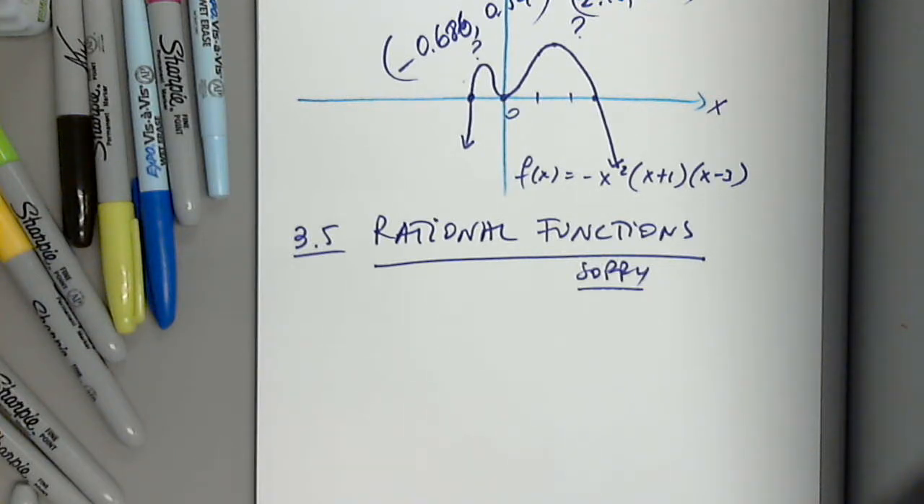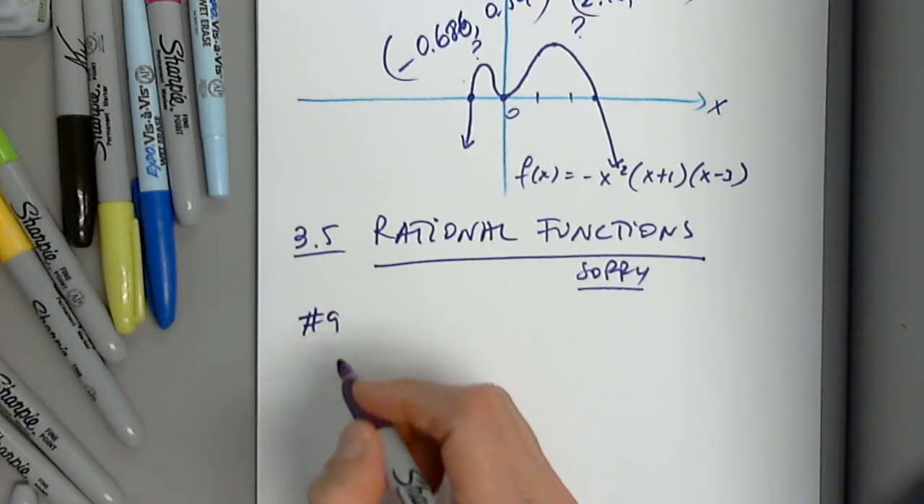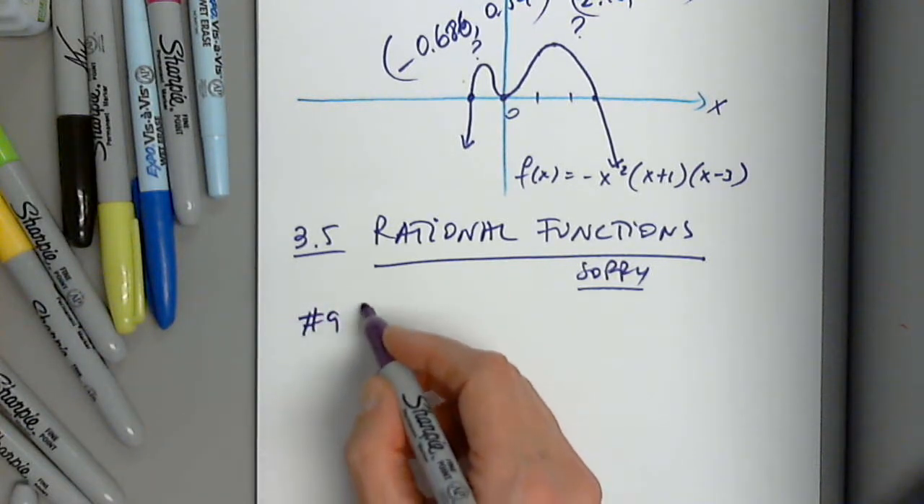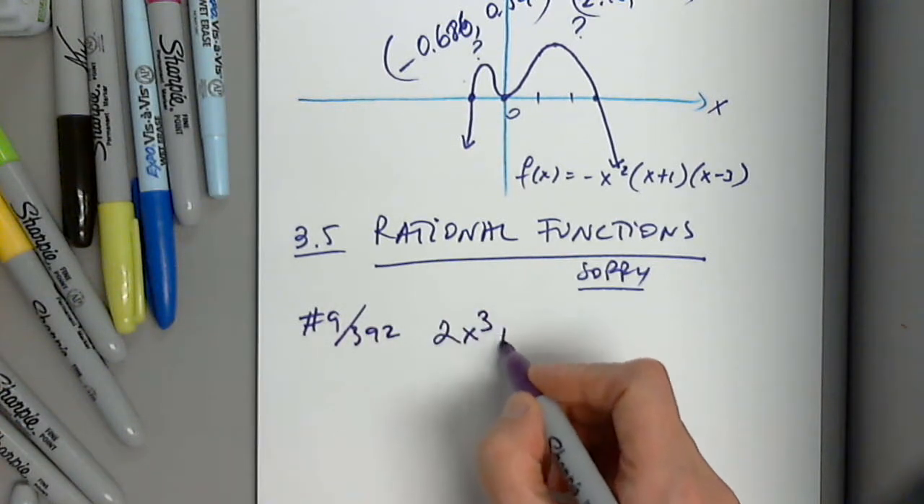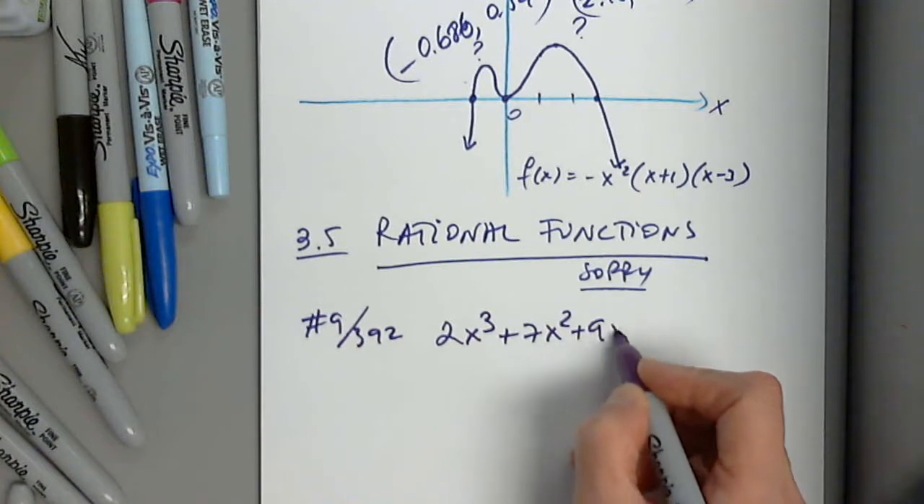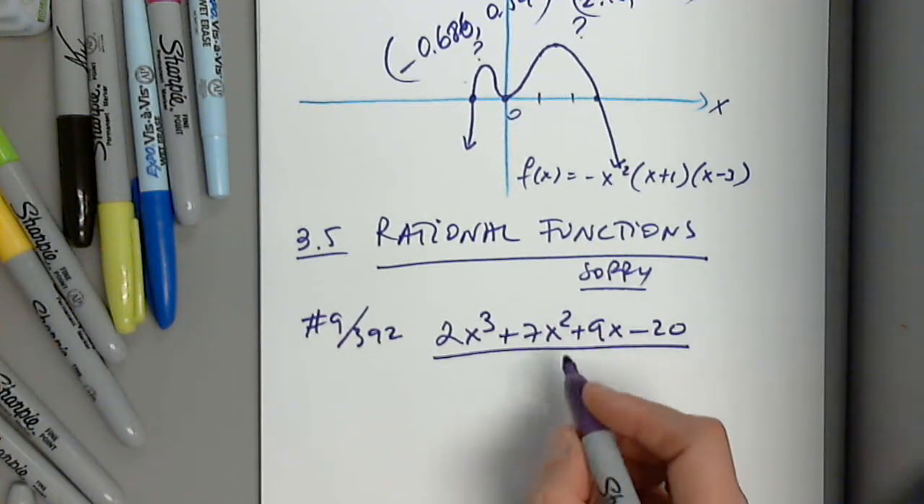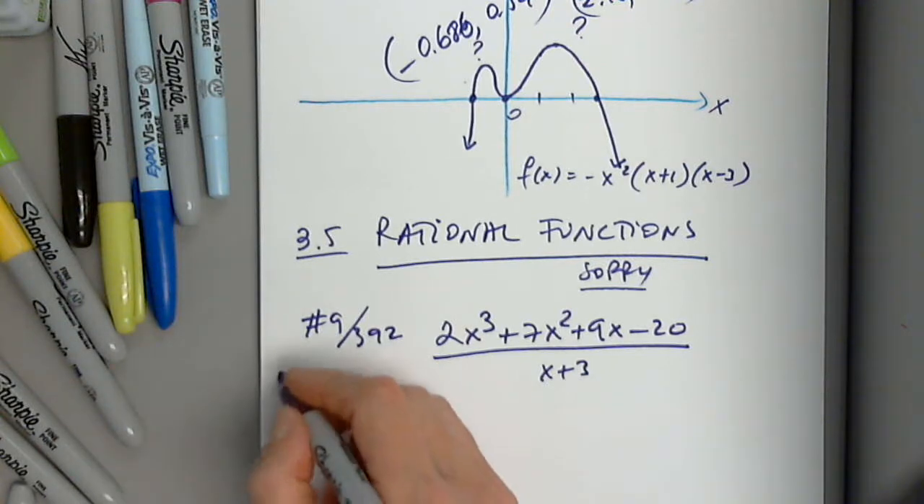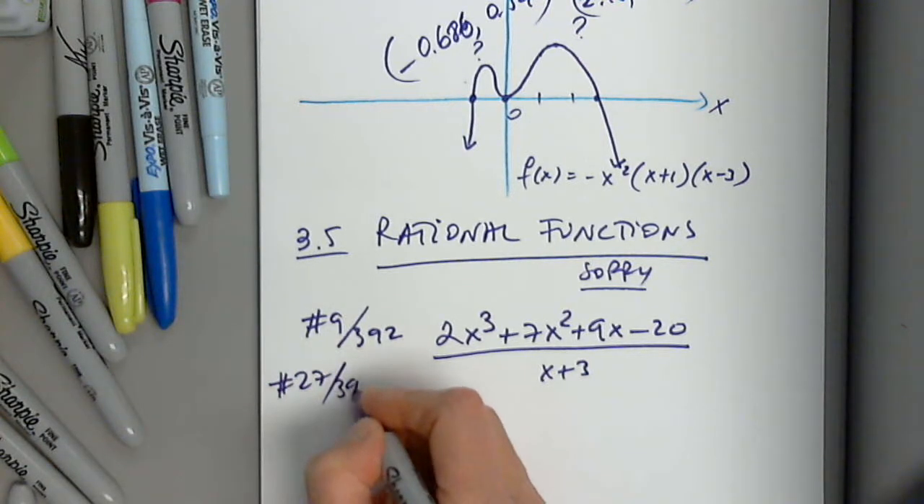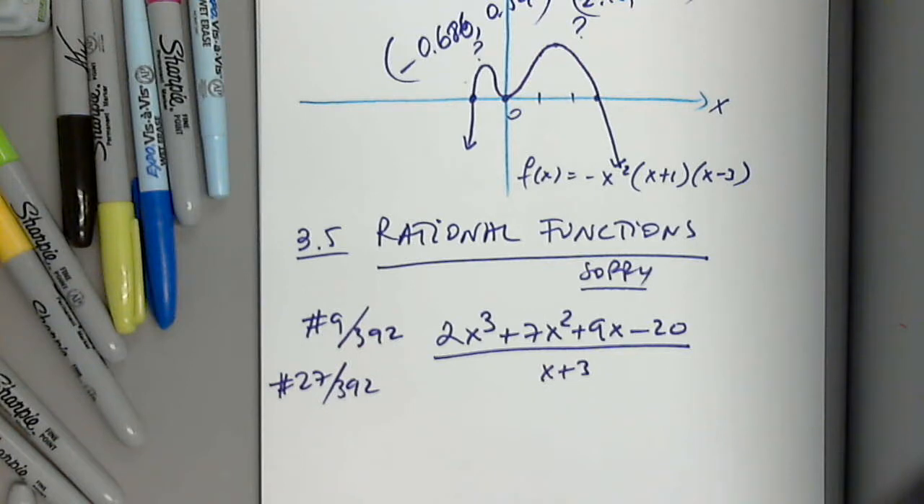Okay, so let's start with an easy one like number 9 on page 392, which is 2x cubed plus 7x squared plus 9x minus 20 divided by x plus 3. And then I would like to look at 27 on the same page.